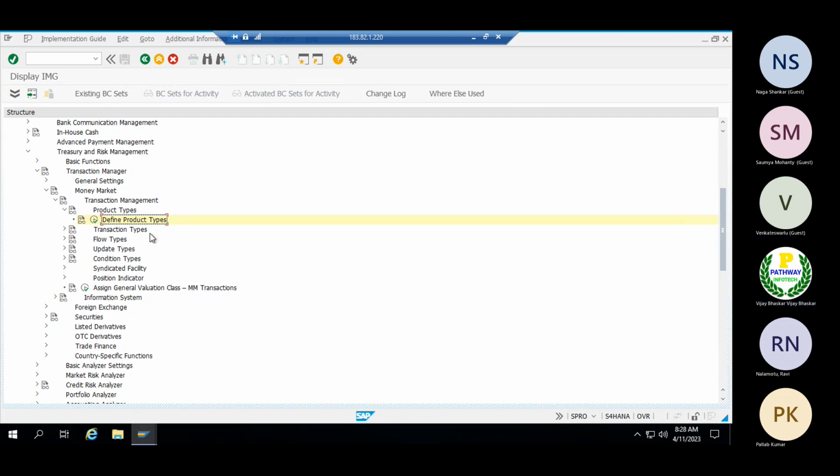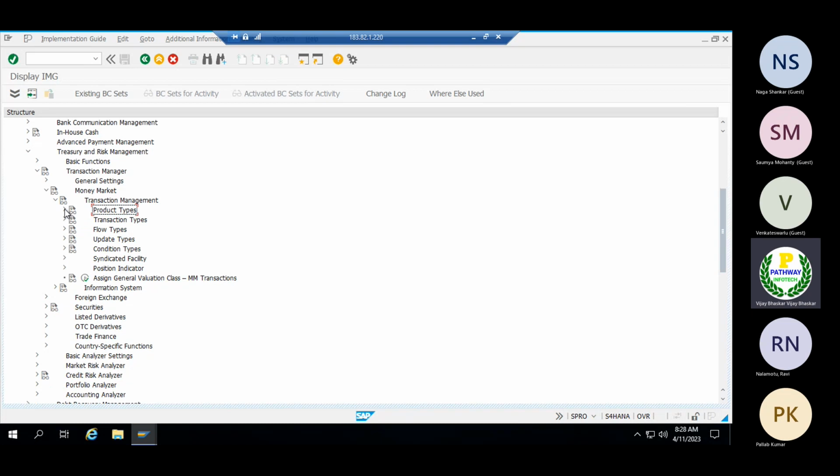But before that, there are a few basic settings that need to be done. Once that is completed, we will jump into the main configuration of treasury and risk management.